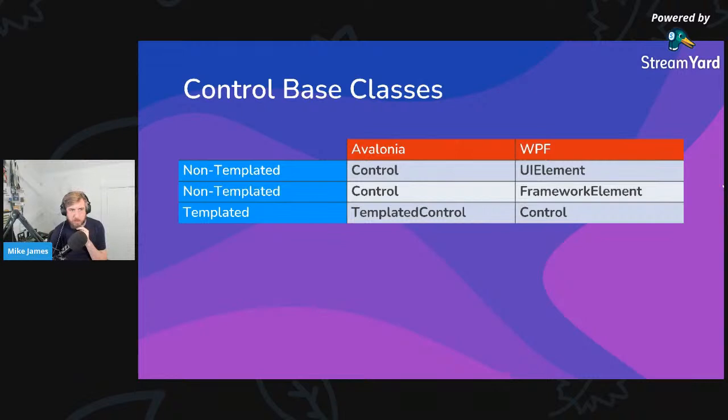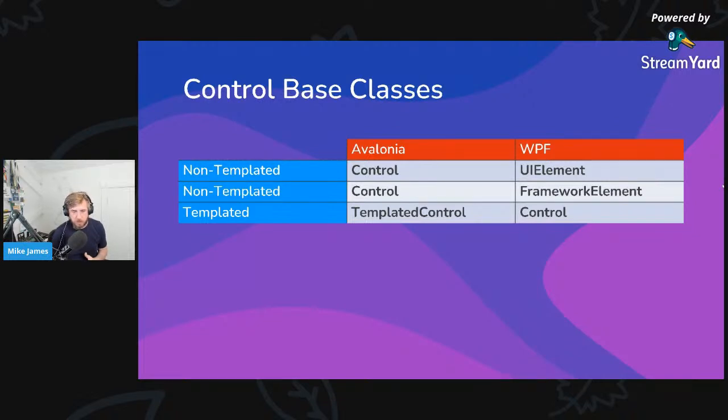So on the subject of templates, obviously within WPF, we have templated and non-templated controls, and we have the same concept within Avalonia. So if we look at the rough equivalent of these WPF types, you've got the UI element, which maps to the control element in Avalonia. Framework element, again, maps to control. And then in WPF, you've got the control, which in Avalonia maps to templated control. It can be a little difficult when you get started to remember these things.